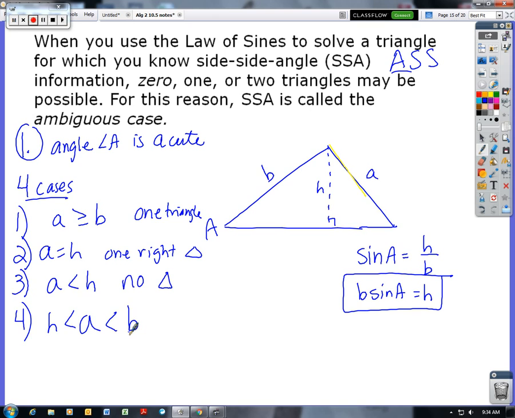I mean, there probably is a way to animate it. I just don't know how. So let's say we'll do an orange one. Make A be larger than h, but smaller than b. So that could be the one I've got drawn here. This orange side here is bigger than h, obviously, and it's smaller than b.